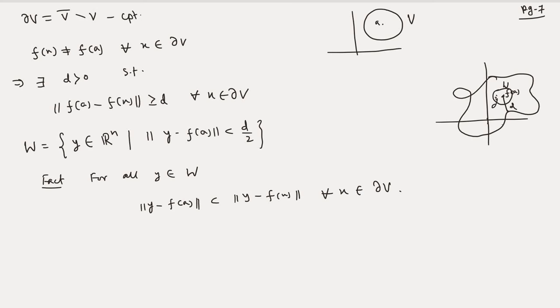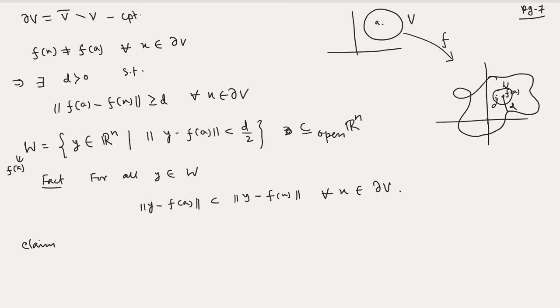So this is basically the image of V under F, and inside we take some small enough open neighborhood W of f(a). First of all, this is open in R^n, and W contains f(a). So we found W.